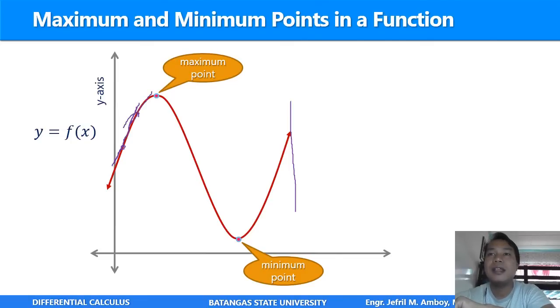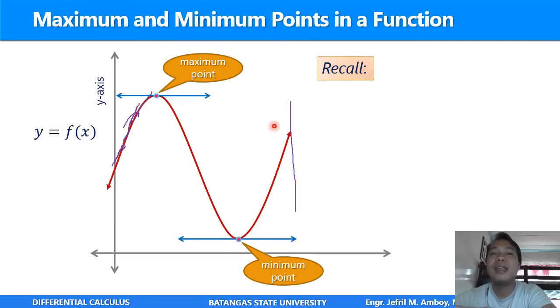How about at this point? How about at the maximum point? Ano na ngayon yung itsura ng tangent line dito? Okay? So, the tangent line looks like horizontal, no? And if we will consider the minimum point, ano itsura ng tangent line at the minimum point? It is also horizontal. So, whether the point is a minimum or a maximum point, the tangent line is always horizontal, no? So, dito na ngayon papasok yung kahalagahan ng mga concepts na natutunan natin before, no?